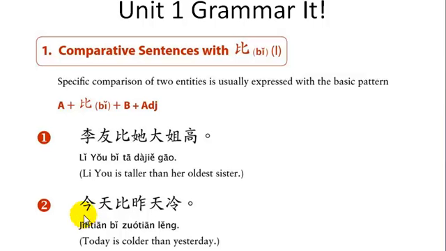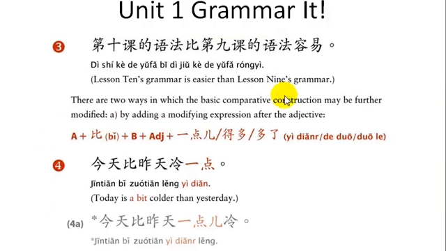Here's another example. 今天比昨天冷. So today is colder than yesterday. So here's a little more involved comparison. Here's the 比 in the middle. So this right here is the A piece, and this right here is the B piece, and then here is the adjective.